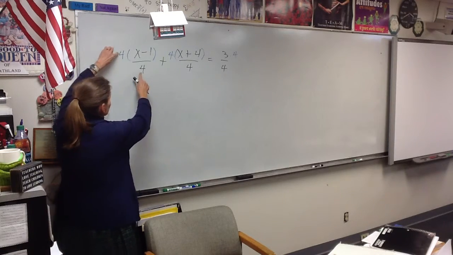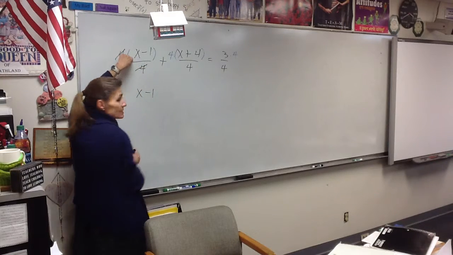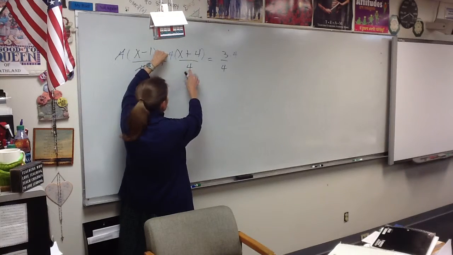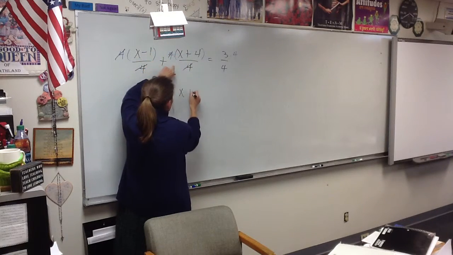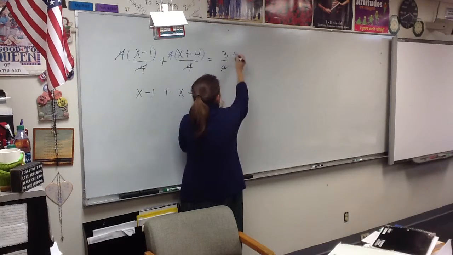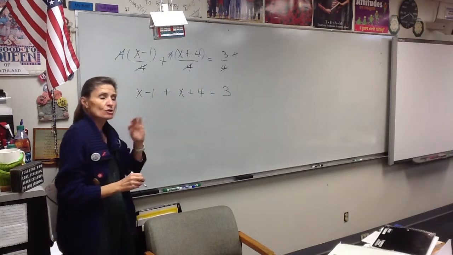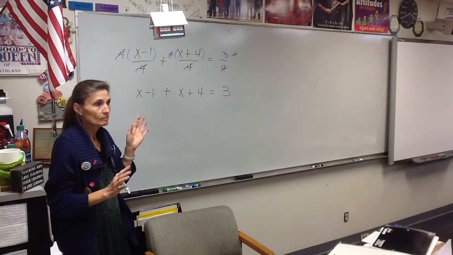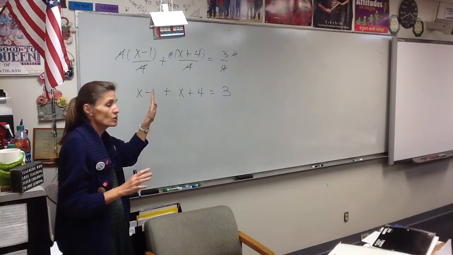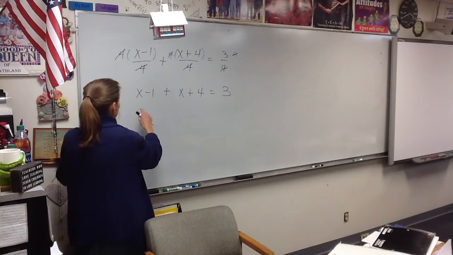Now, why would I do that? Well, what happens to these two 4's? They cancel, and all I have left is x minus 1. What happens to these two 4's? They cancel and leave me with x plus 4. What happens to these two 4's? They cancel and leave me with 3. Most of us don't like working with fractions. So what does multiplying everything by 4 do? Gets rid of the fractions. Now you have just a basic regular equation.